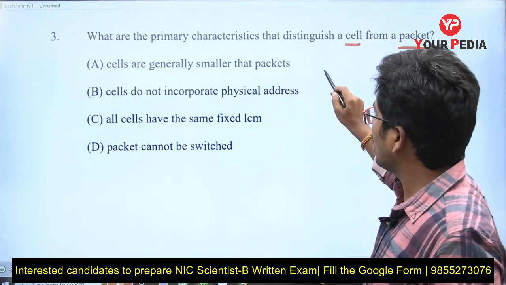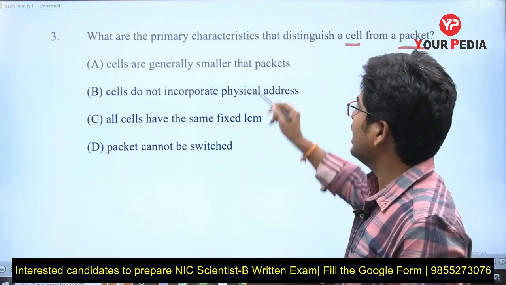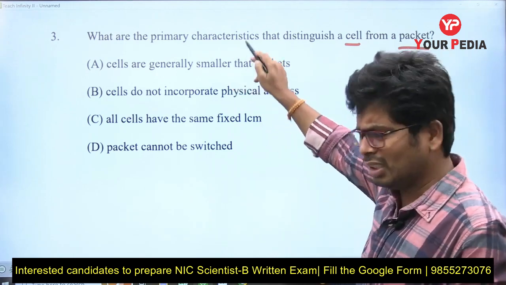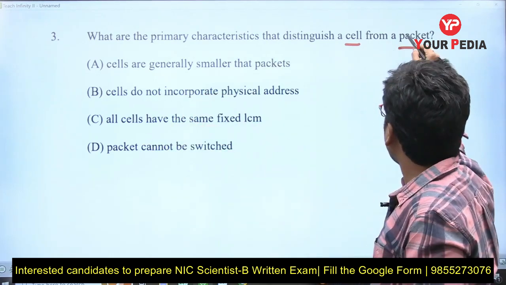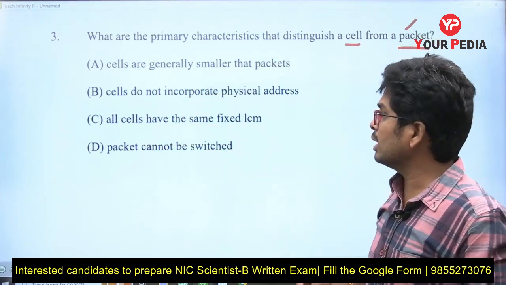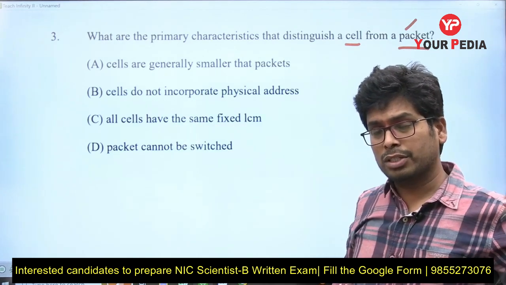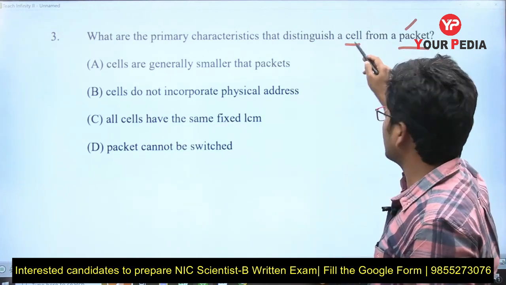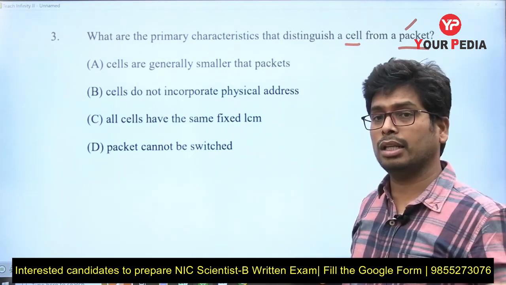Cells are generally smaller than packets. Cells being smaller than packets is not the right answer. Why? Because this is not the primary characteristic. The main characteristic is that a packet can hold both source and destination address, from which address it has to come and to which address it is going. Whereas a cell will store the data, but it does not depend upon the address. It doesn't contain any address.